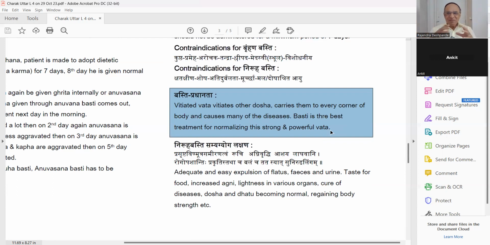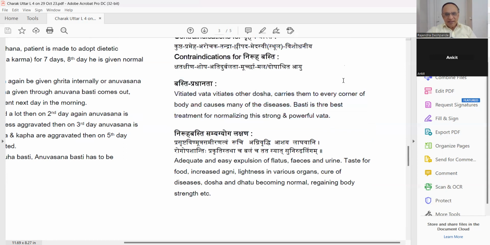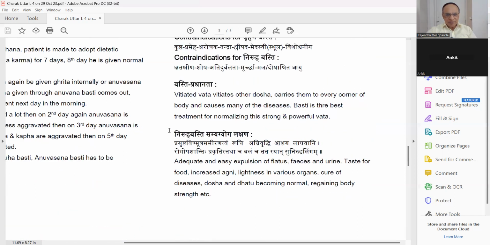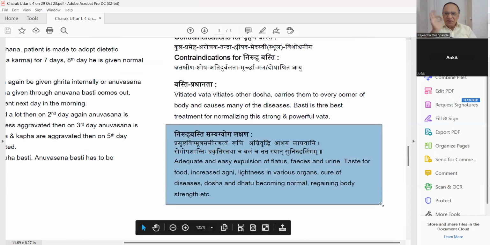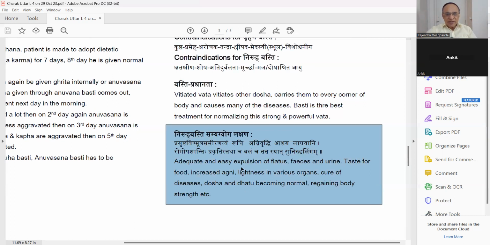See my actions, see my mode. Then you will understand. Okay. Further, Niruha Basti Samyak, best. Samyak is the best. Your treatment was best. How can you understand?